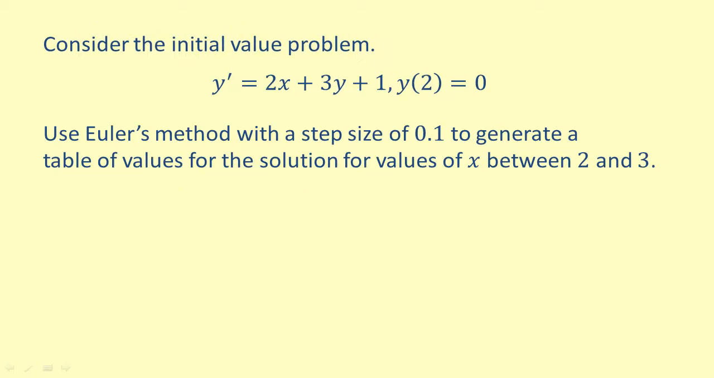Consider the equation y prime equals 2x plus 3y plus 1 with initial conditions y of 2 equals 0. Use Euler's method with a step size of 0.1 to generate an Euler table. Go from x equals 2 to x equals 3.